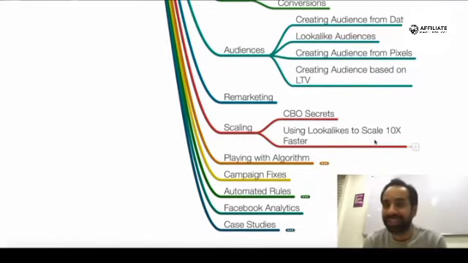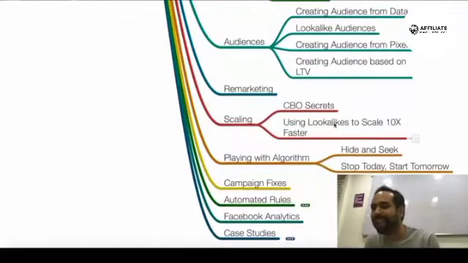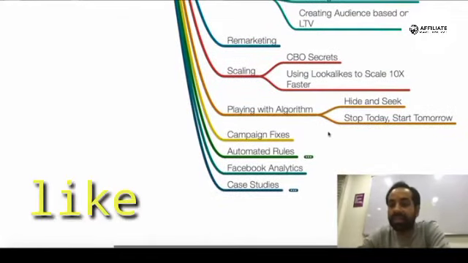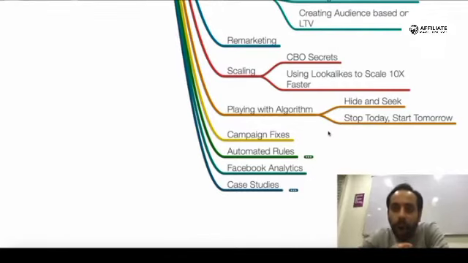Then using lookalikes to scale 10x faster with a 1 to 10% method, right? Then we're going to talk about how to play with the algorithm. Hide and seek. We're going to play a game with the algorithm of Facebook. Then we're going to stop today, start tomorrow, if our ads fail to run, of course. Then we're going to talk about campaign fixes. What are the reasons why your campaigns are not performing? How can you fix them? How can you actually make sure that every single thing which you run is on point?